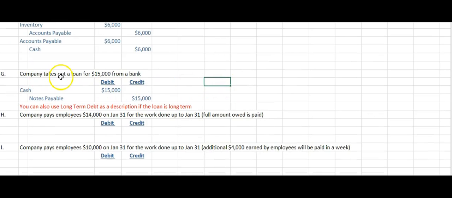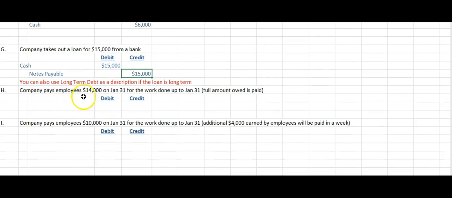It says the company takes out a loan of $15 from the bank. So you got $15 in cash and you have notes payable. Notes payable is a liability. Notice a liability goes up with a credit. Okay. You could also use the account long-term debt if the debt is for long-term, right, over a year.